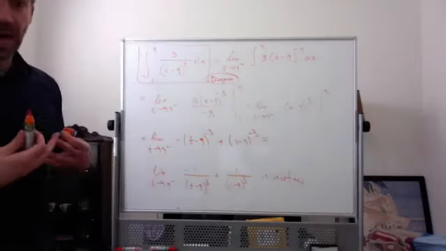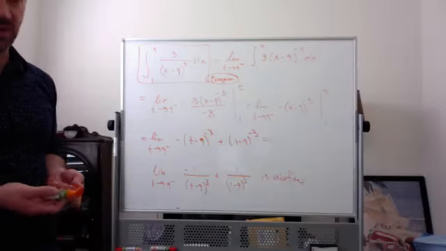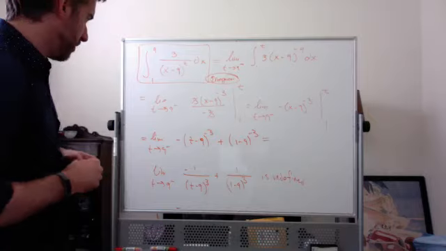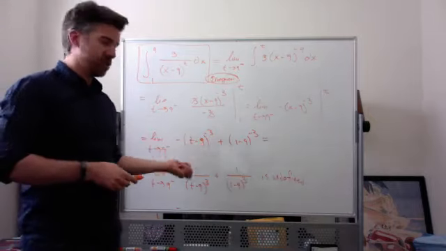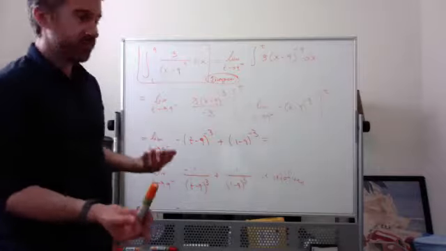So 0 to a positive power is always 0. 0 to a negative power is undefined because really what you have is division by 0. So just be aware of that. If you're getting 0 to a negative power, you've got something that's undefined.